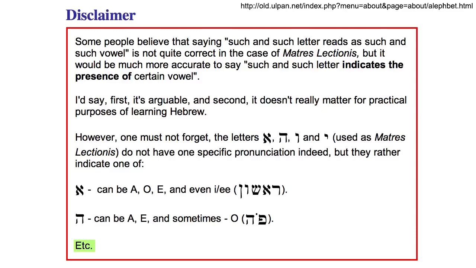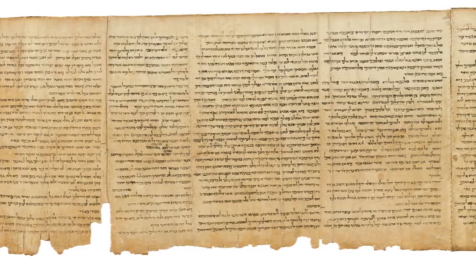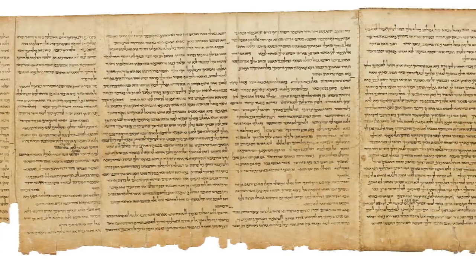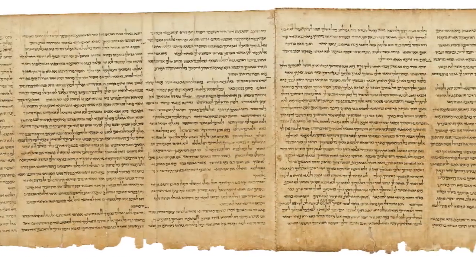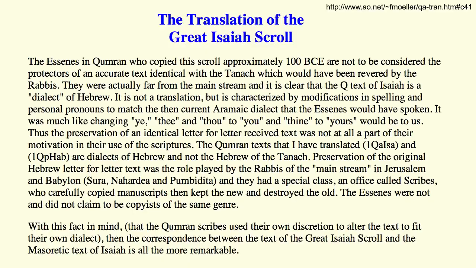Now let me show you an example. This is the Isaiah scroll. It's part of the Dead Sea Scrolls that were found in the Qumran caves. They date this scroll around 100 BC. Look at this. This is from an article called The Translation of the Isaiah Scroll. The address is in the top right-hand corner.